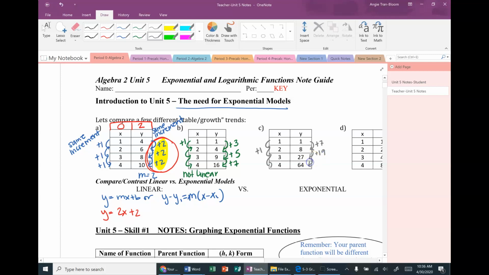Then this one, 27 and 64, that's a difference of 37. Ooh, okay. So you can see the increment in Y for letter C is not the same. So again, we're going to say it's not linear. Okay. Then let's move on to the last one.